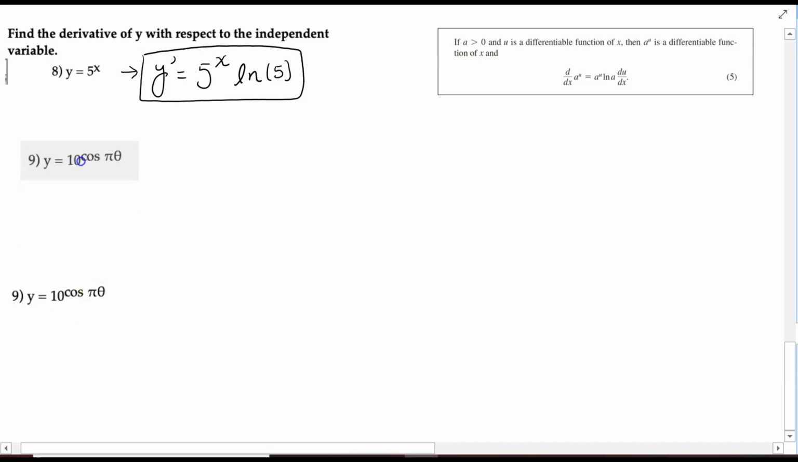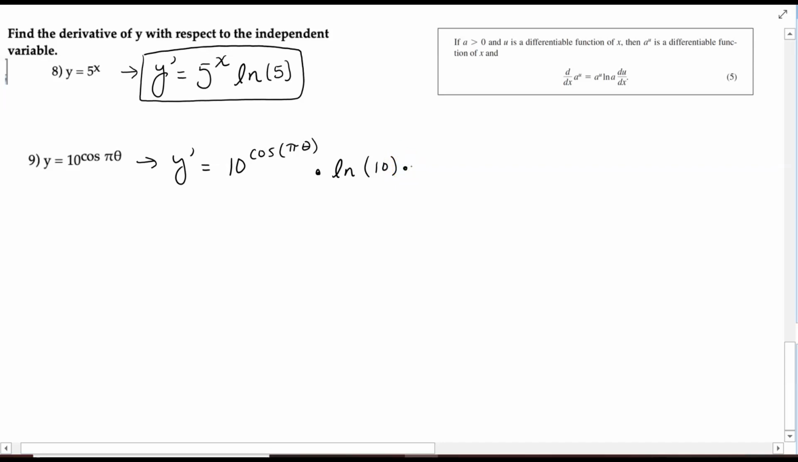So let's move this number 9 up just a little bit, all right? And we're going to apply the same rule. So we're going to have y prime. We're going to say copy paste, which is going to be 10 to the cosine of pi theta. Now this one's a little bit of a chain rule, but it's not too big of a deal. You're going to multiply, of course, by the natural log of whatever the base was, and in this case it's base 10, natural log of base 10. Then you're going to multiply it by the derivative of the exponent.